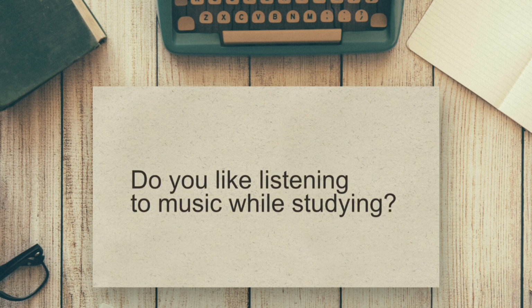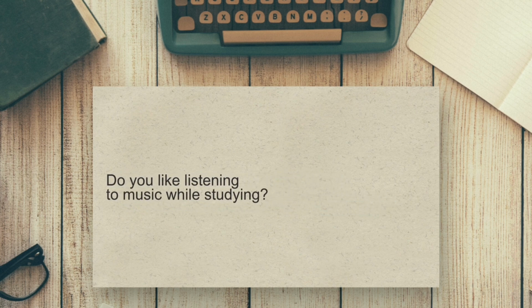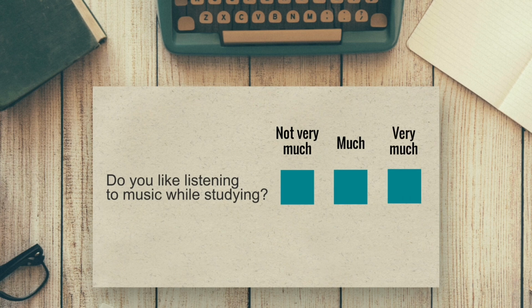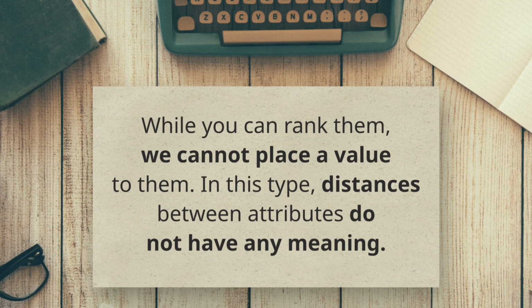An illustration of this is if you ask people if they like listening to music while studying, and they could answer number 1, not very much, 2, much, 3, very much. Then you have an ordinal variable. While you can rank them, we cannot place a value to them. In this type, distances between attributes do not have a meaning.